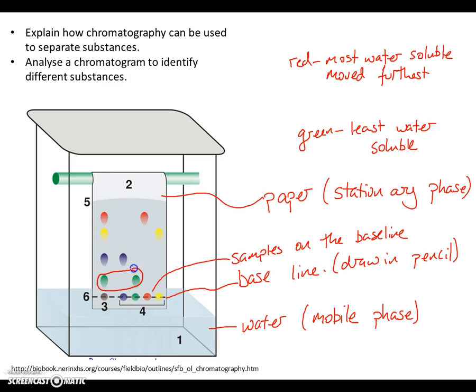So these two here are the same, as the same distance moved. Okay, so analysing a chromatogram to identify different substances, you look for spots at the same height. So that's a quick run through of some of the basics of separation techniques.